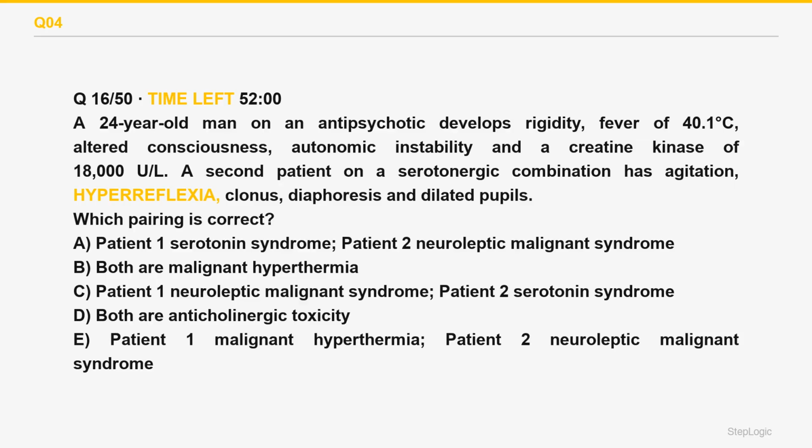Which pairing is correct? A 24-year-old man on an antipsychotic develops rigidity, fever of 40.1 degrees C, altered consciousness, autonomic instability, and a creatine kinase of 18,000 units per liter. A second patient on a serotonergic combination has agitation, hyperreflexia, clonus, diaphoresis, and dilated pupils. Read the command. Which pairing is correct? Two hyperthermic syndromes share fever and altered consciousness, and the neuromuscular examination separates them.